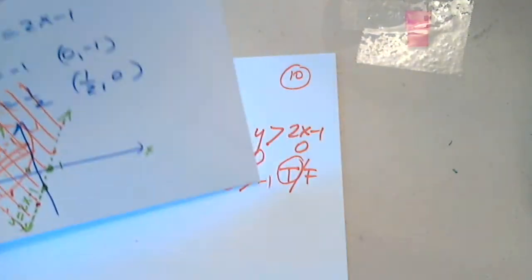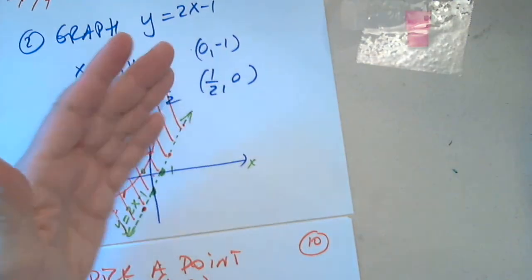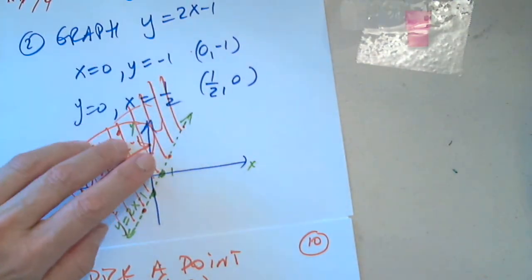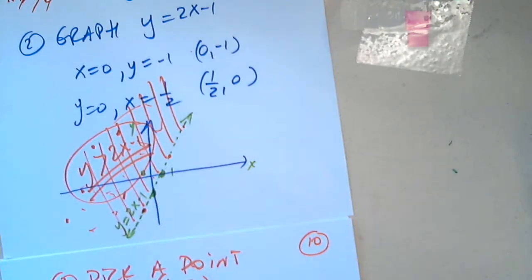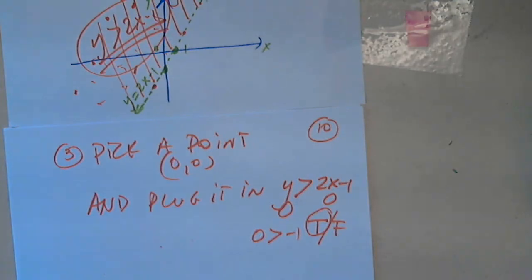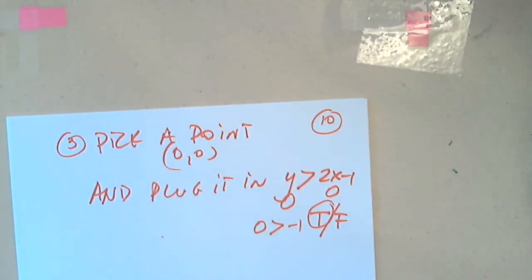So if it was false, then you would shade all the points on the other side instead. Correct. Because if this one creates a false statement, all the other ones will. So I have to go to the opposite. So this is a linear inequality in two variables. Now let's look at an inequality that is not linear. And then we'll look at systems.